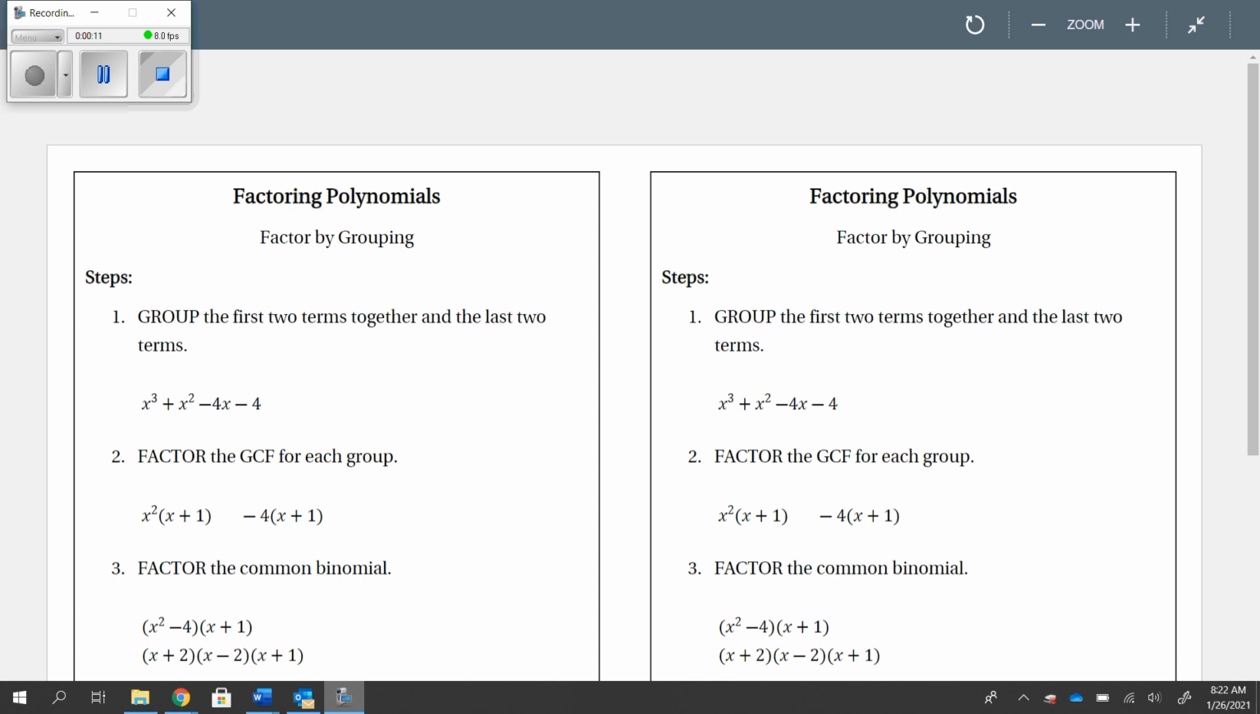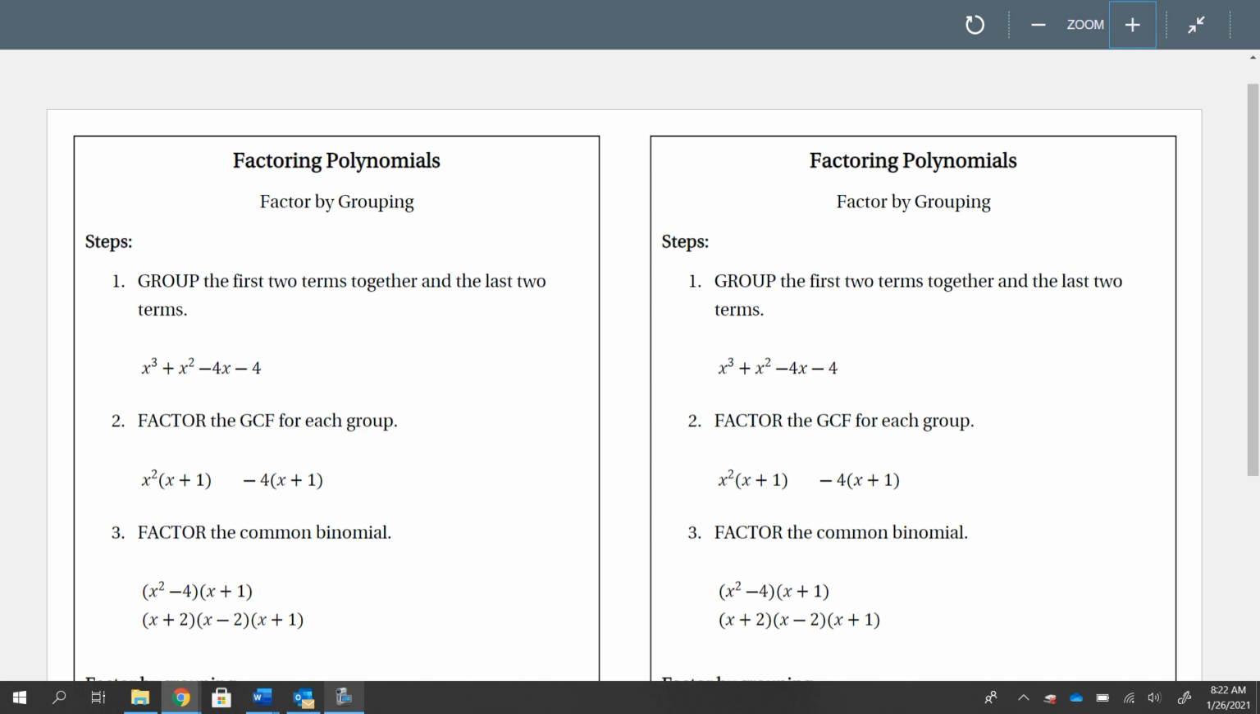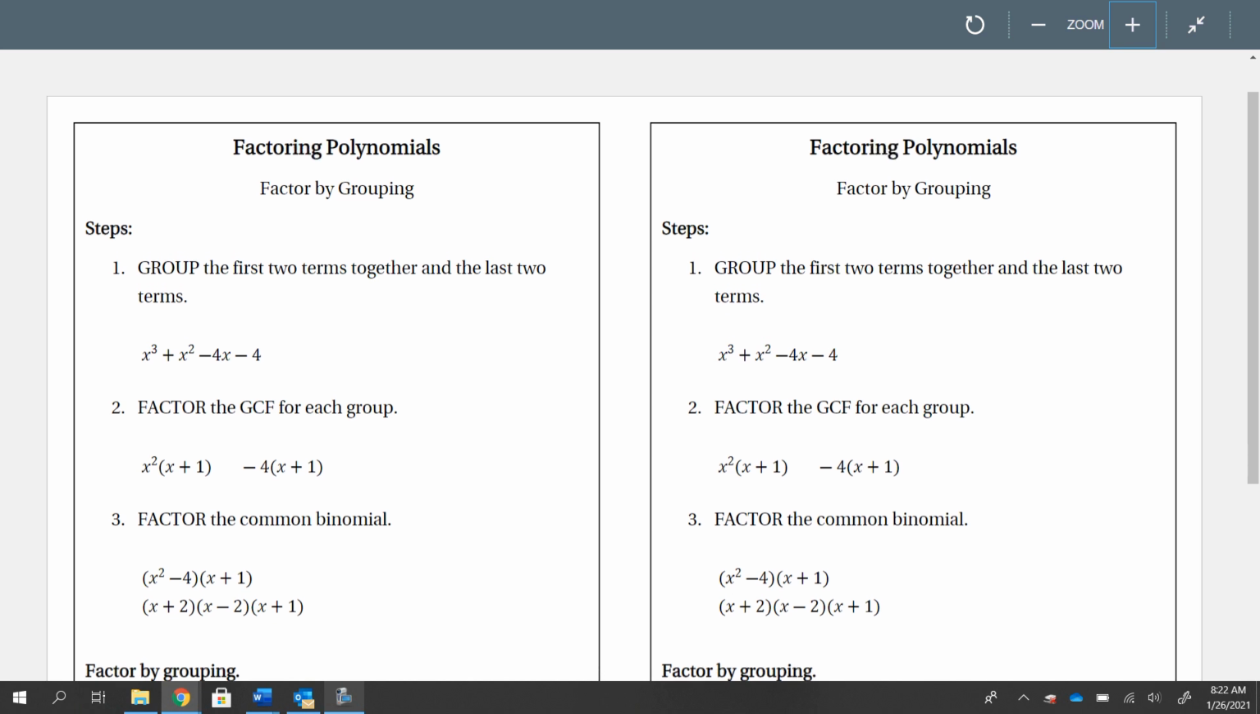So the only one that should have been muted is the factoring difference of perfect squares and all that. Okay, but it's still watchable without the sound, but I'm gonna remake the rest of the videos.